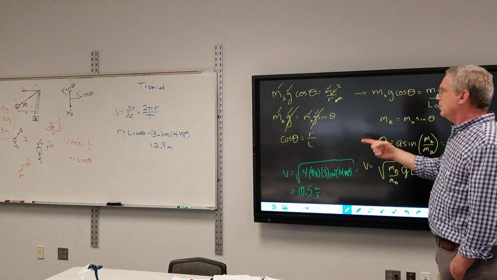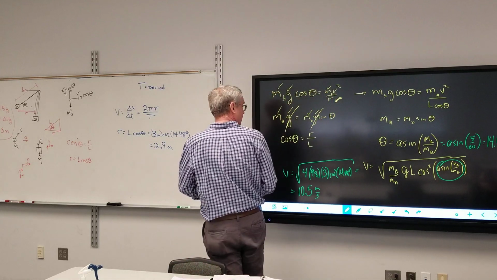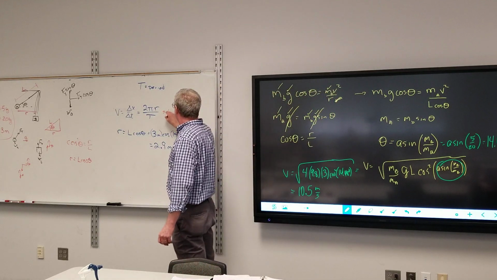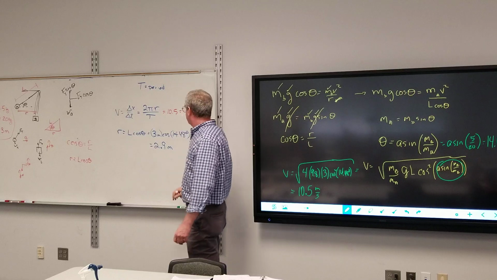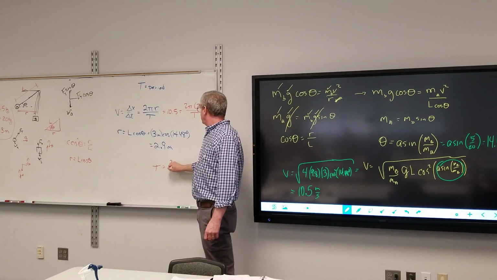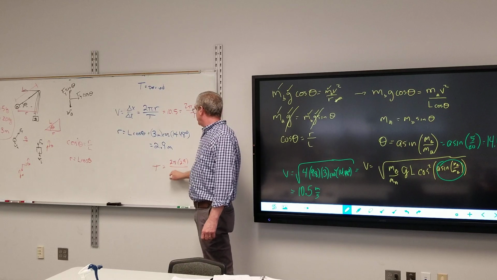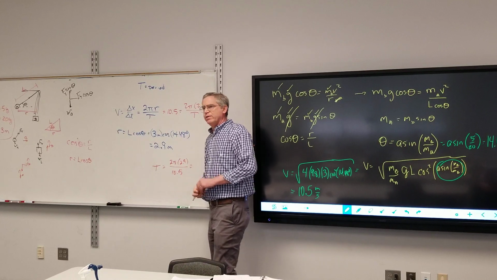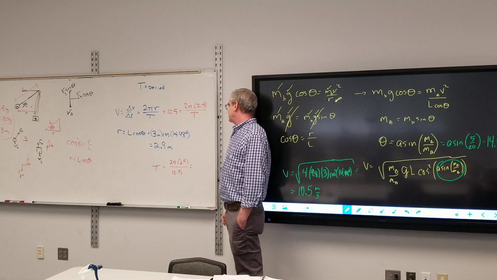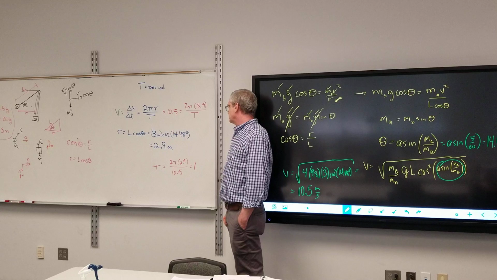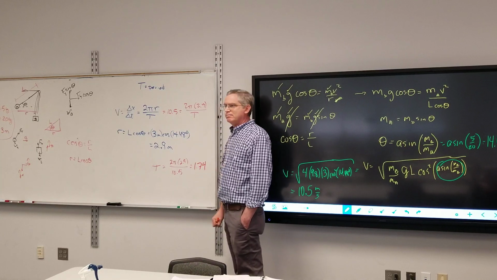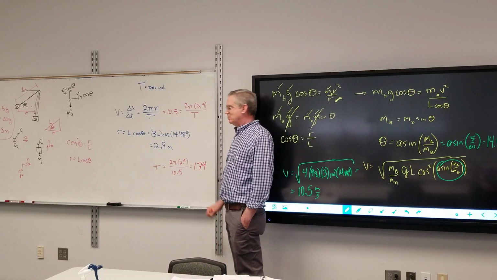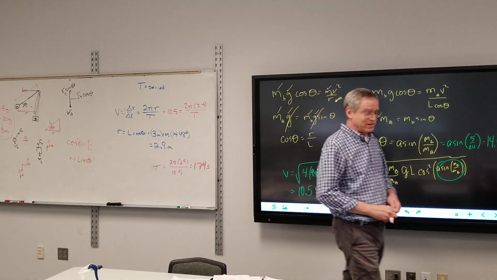All right, so I now know R. I know everything except for the period. So I have 10.5 is equal to 2 pi times 2.9 divided by my period. And so solving for the period, 2 pi times 2.9 divided by 10.5, we end up with 1.74 seconds, because it's time.